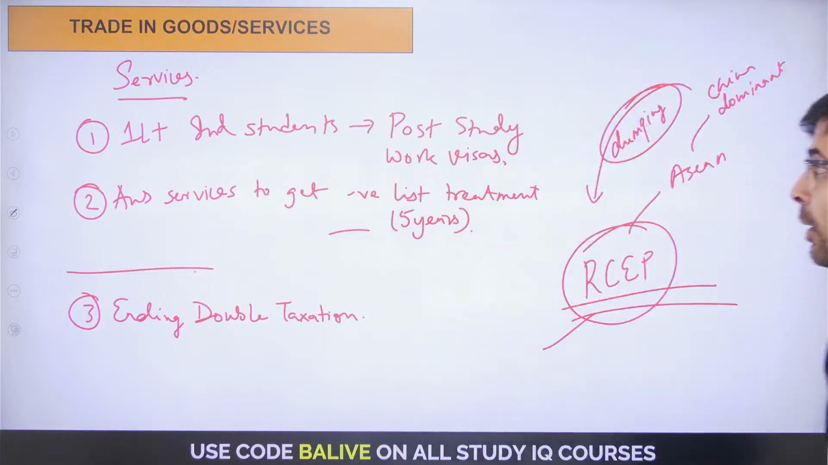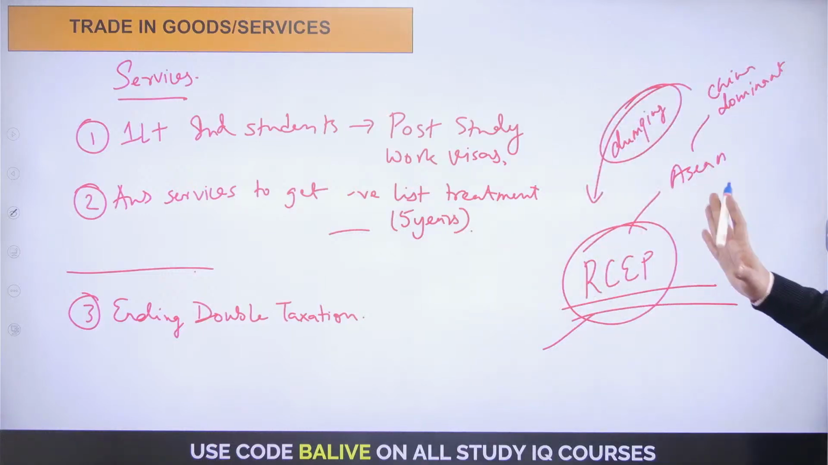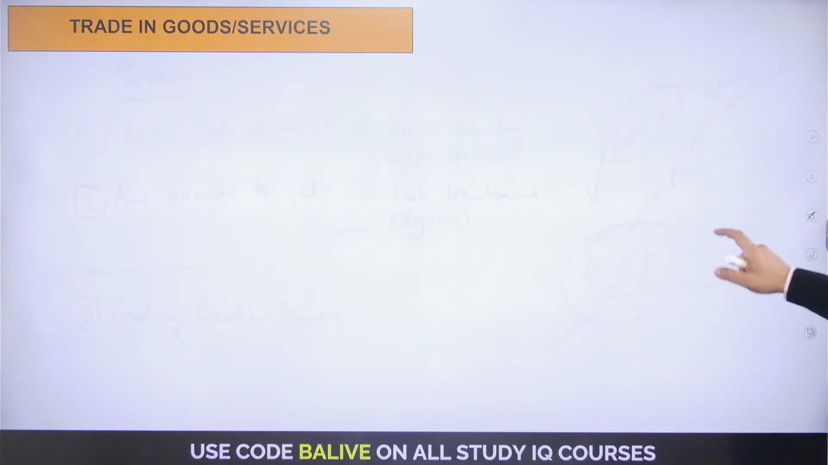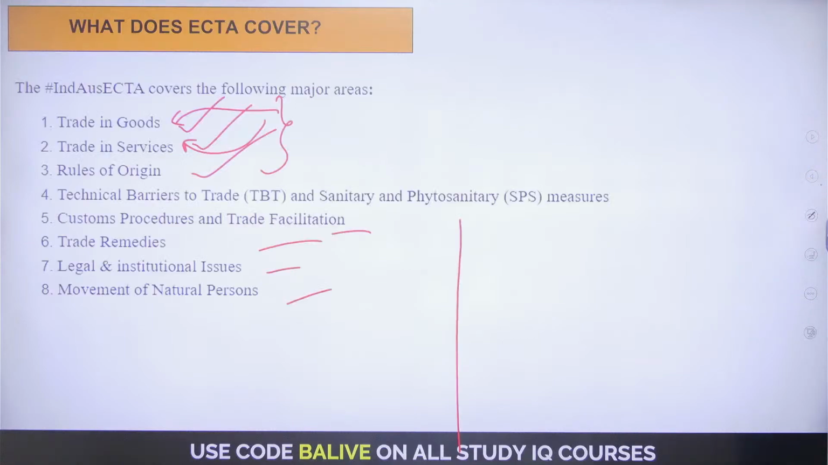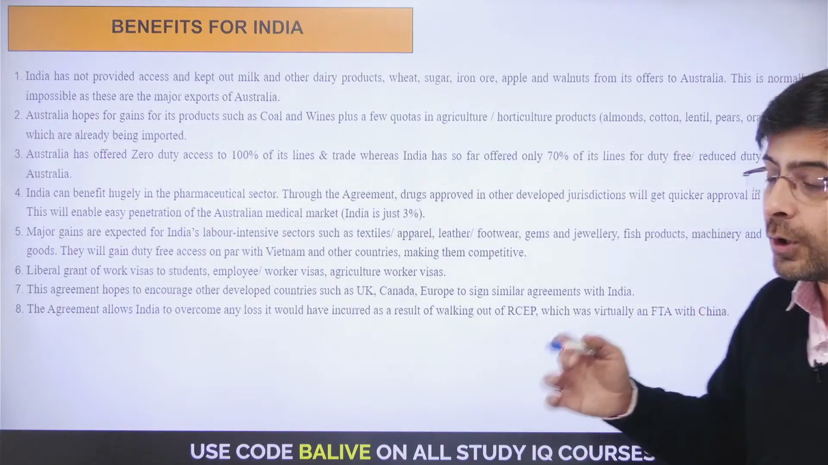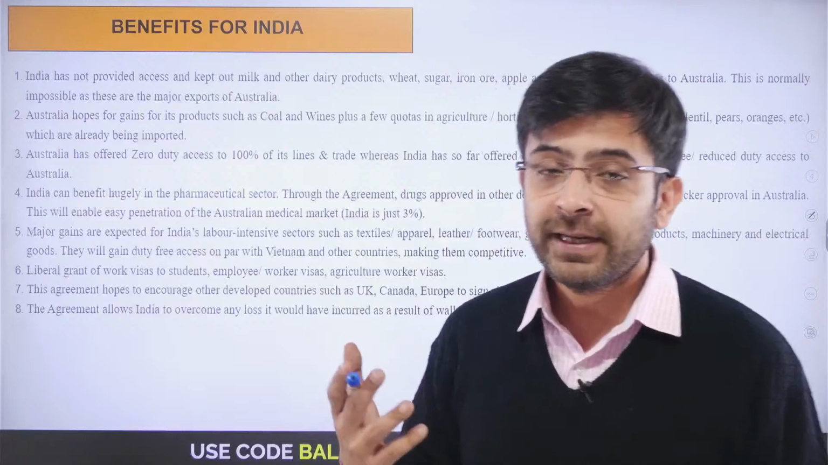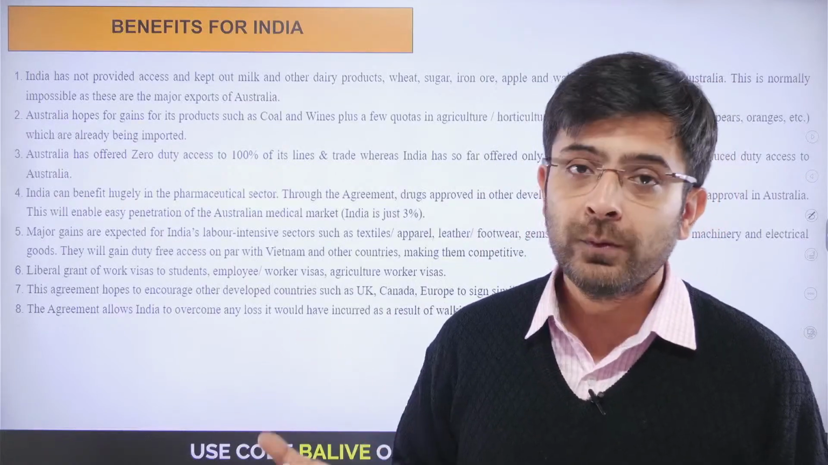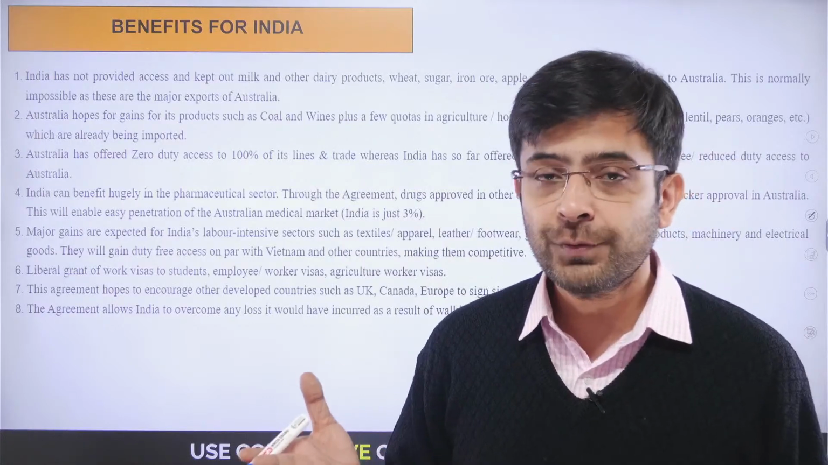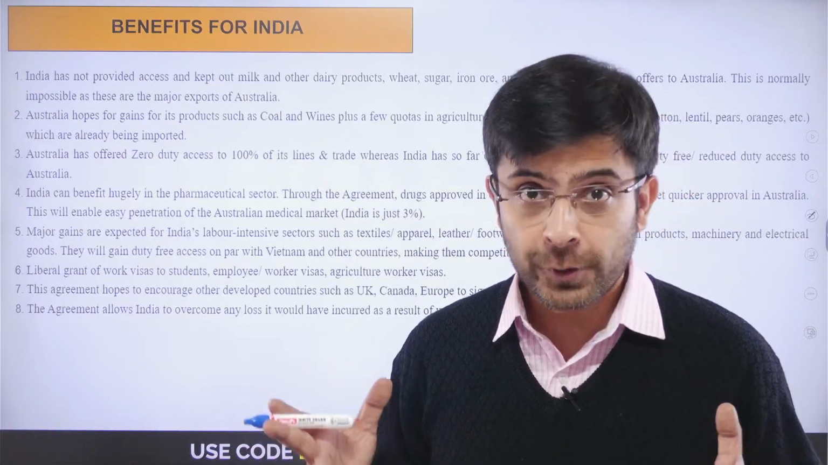Now, once you've understood how the ECTA benefits people, are there any precautions that have been taken? Because deeper integration means deeper risk, right? So let's go ahead and understand the benefits for India. More importantly, India's milk industry is highly sought after. India is, in fact, the highest consumer of milk in the world. And thus global dairy companies are looking at India as a huge market. And India wants to protect that market.